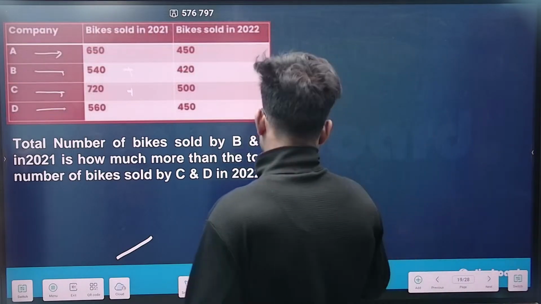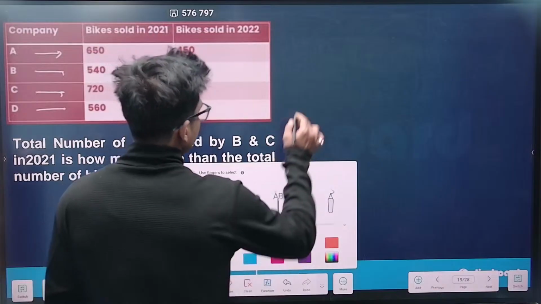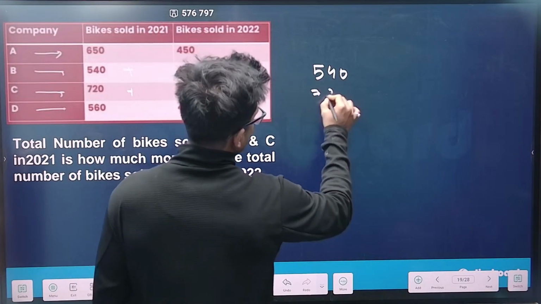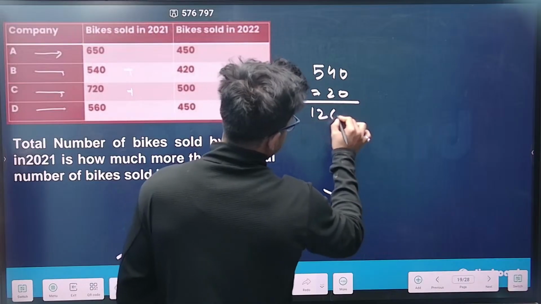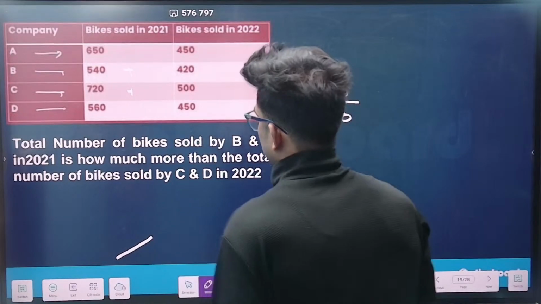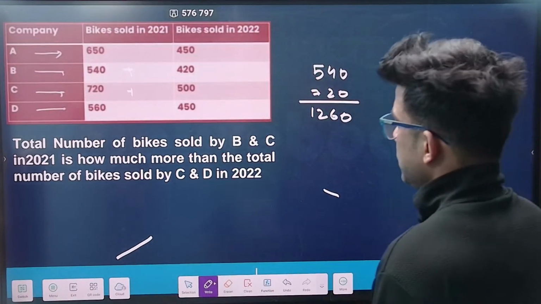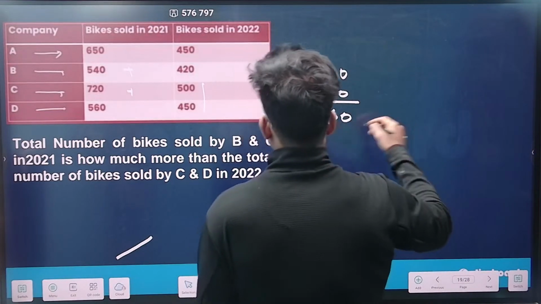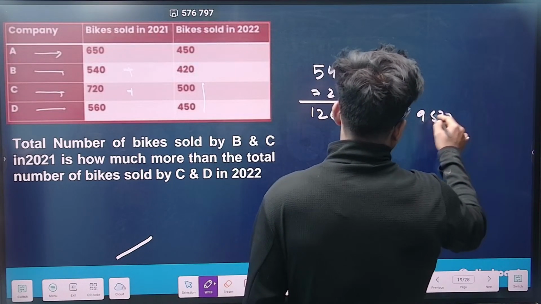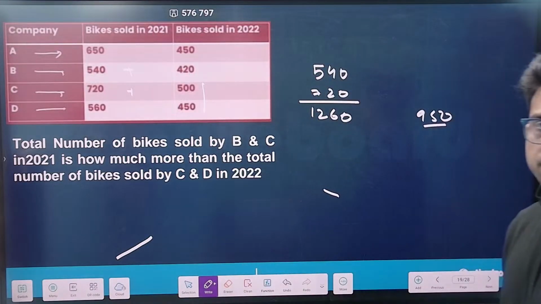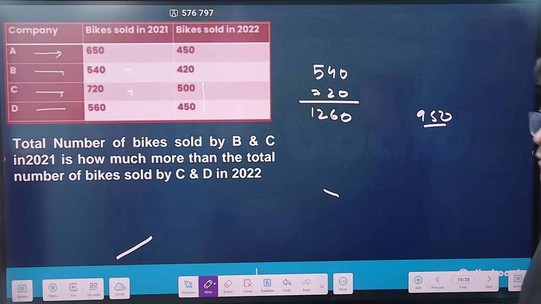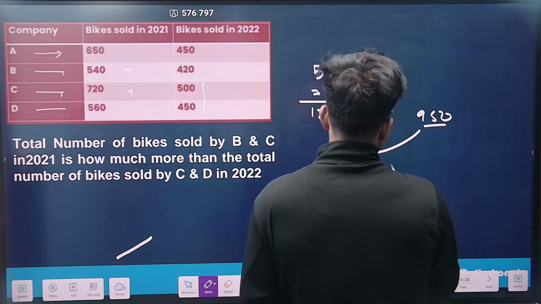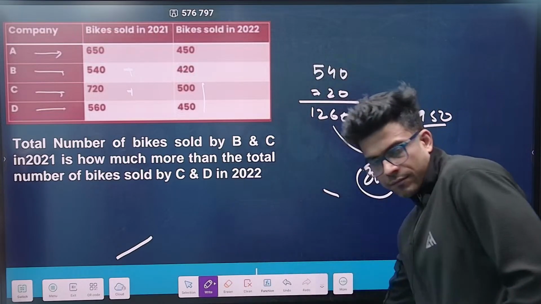Can I say 540 plus 720, 1260. Total number of bikes sold by C and D in 2022. C and D. 500, 950. 950. Correct? Is it right? So the difference is 310. It's an easy question.